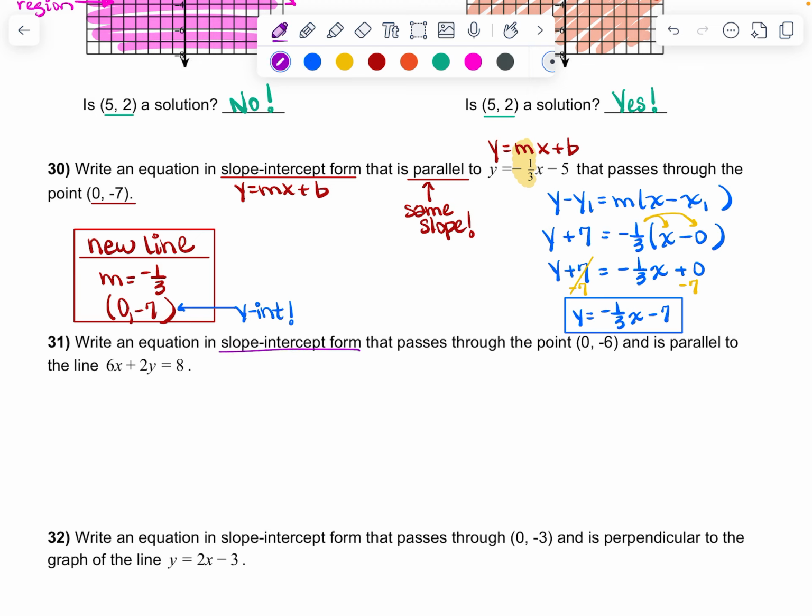All right, the next one: write an equation in slope-intercept form that passes through the point 0, -6. Oh my gosh, why are they making this so easy on us? If you notice that that's also a y-intercept, because y-intercepts have an x value of 0, then we can just hop right to our answer here in a second. Is parallel, okay, so same slope again.